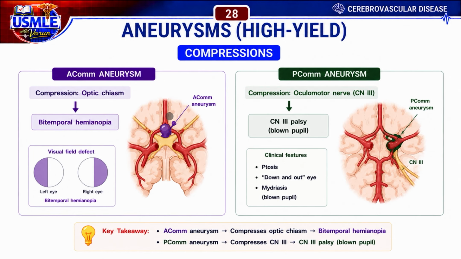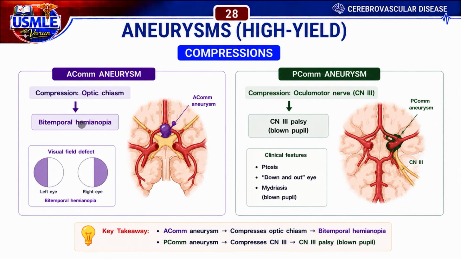Coming to compression by aneurysms. Aneurysms can compress the nearby structures, and they could also rupture, which could be fatal. Compression by these aneurysms is a very common possibility whenever there's an aneurysm at the anterior communicating artery. This could lead to compression of the optic chiasm, and there could be loss of peripheral vision.